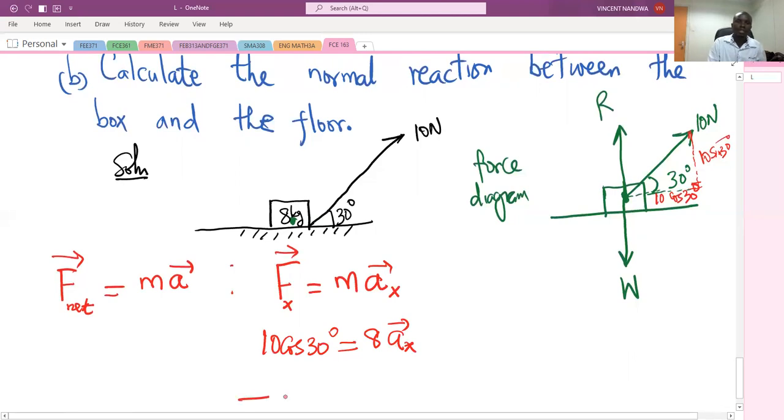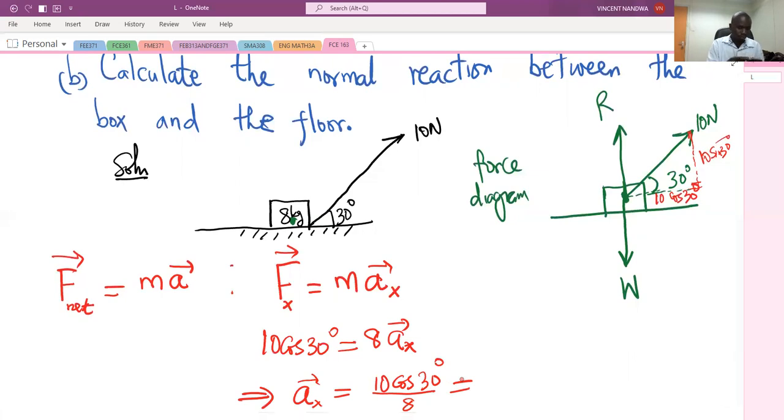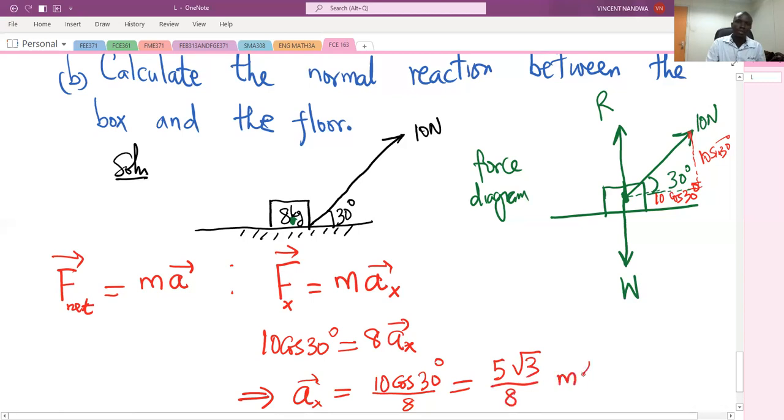So that tells us that acceleration a will be given by 10 cosine of 30 degrees divided by 8, which is 8.66 divided by 8, about 1.08 meters per second squared. So that will be the value of the acceleration.